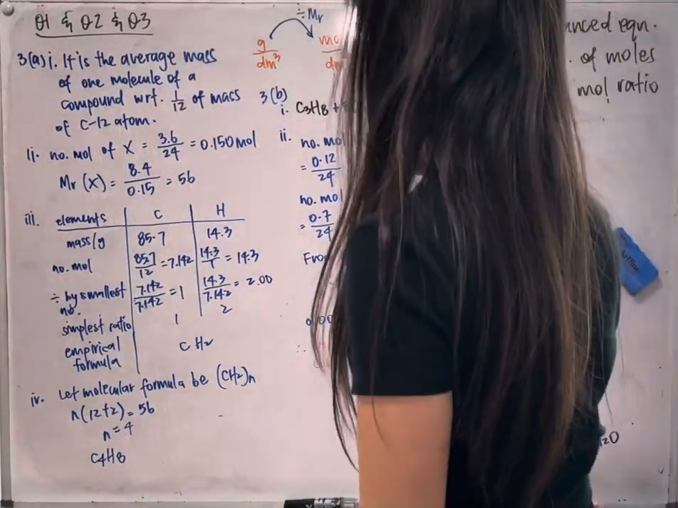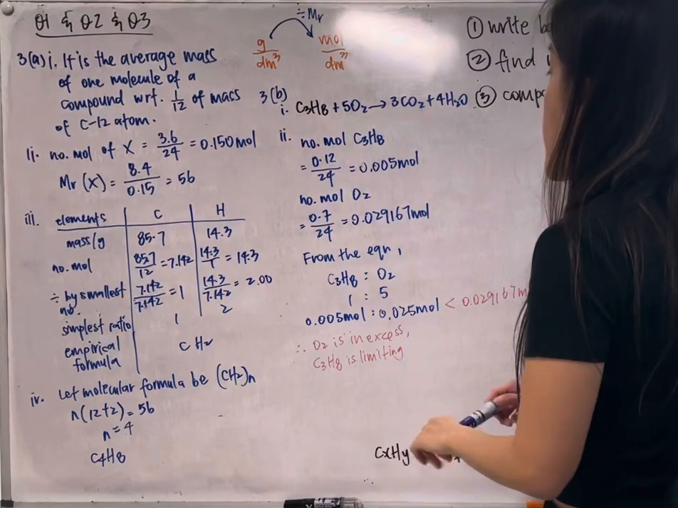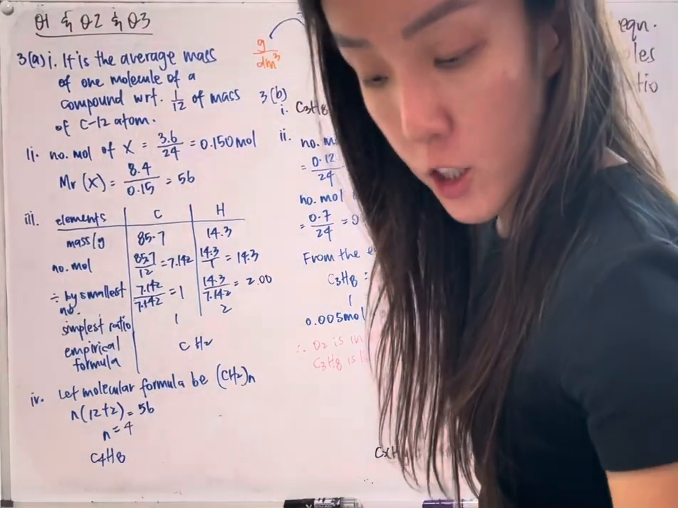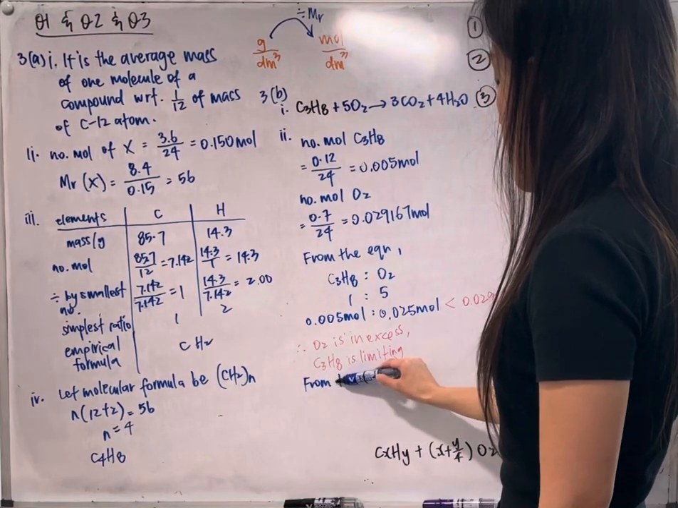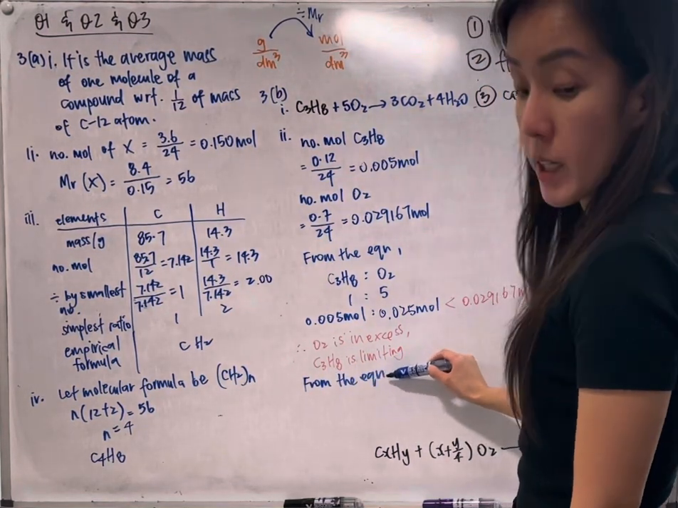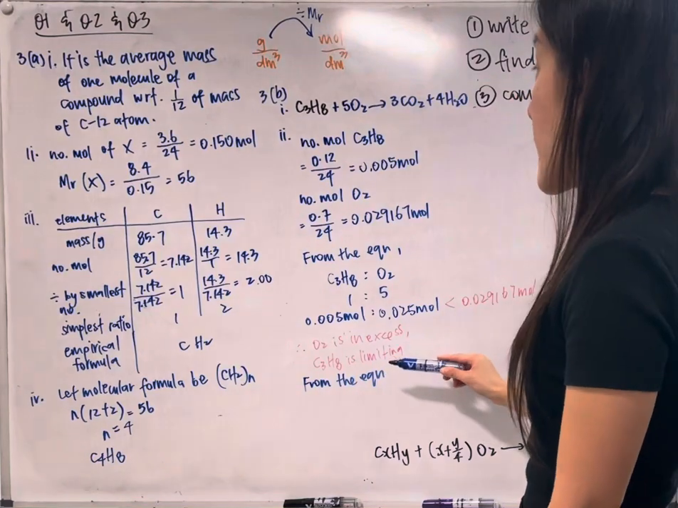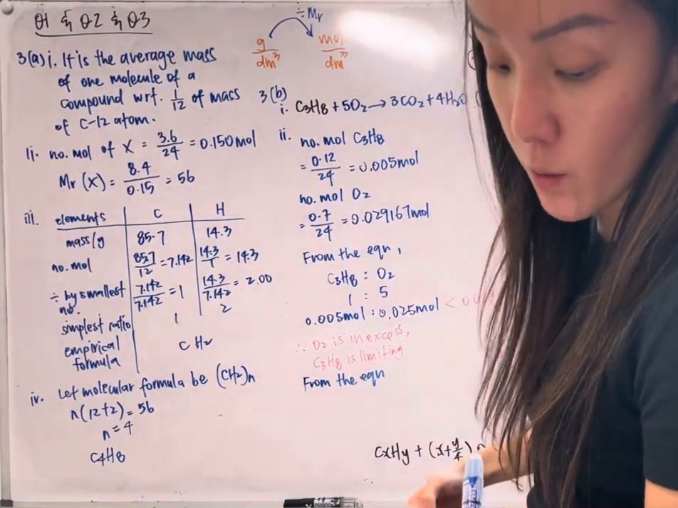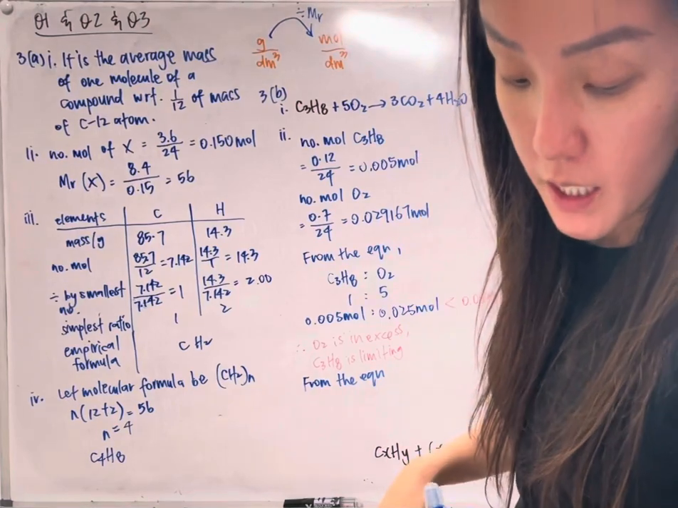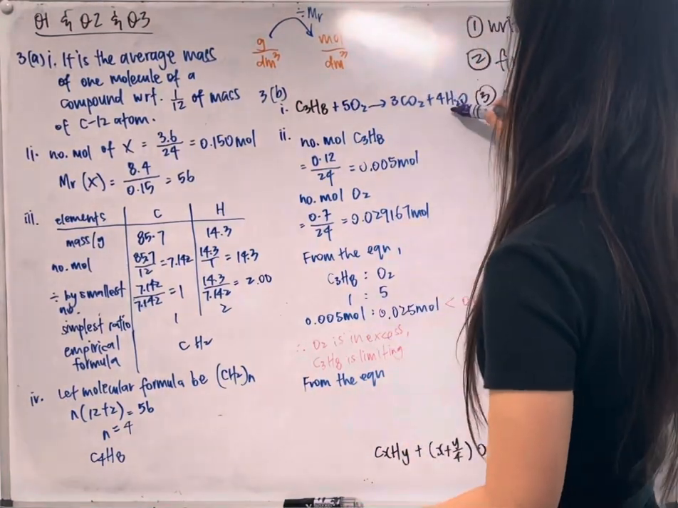So again, oxygen is in excess. This is limiting. And as such, I can now use the limiting, compare the limiting. So from the equation, my goal is to find the volume of gas remaining. These are all in gaseous state except for what? This water, because it's at room temperature and pressure.